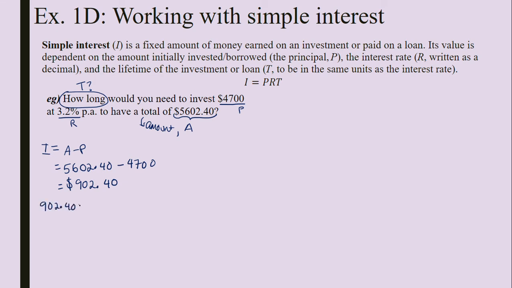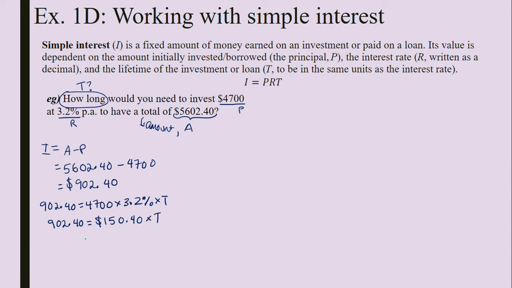$902.40 equals 4,700 times 3.2, remembering to put the percentage symbol in our calculators, multiplied by time. You can simplify all of this if you would like. I'm going to do that step. So we get $902.40 equals, and just this bit here, 4,700 times 3.2% is $150.40 times T. And of course, we want to get T on its own.